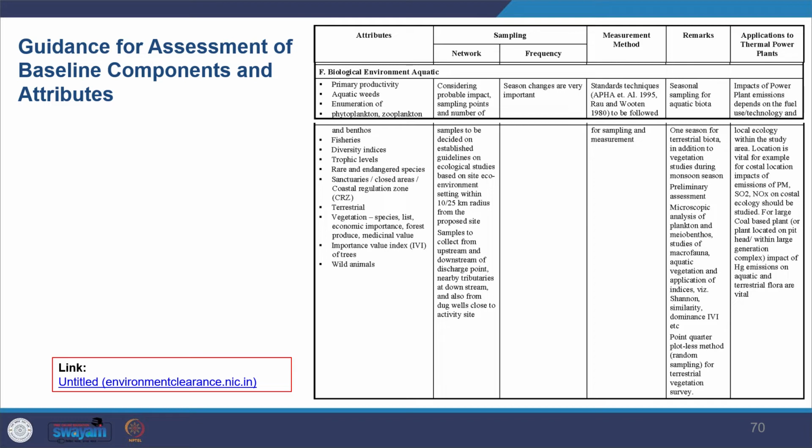And then in the remarks, you can see seasonal sampling for aquatic biota, one season for terrestrial biota in addition to vegetation studies during monsoon season, preliminary assessment, microscopic analysis, and then how it will be applied to the particular project application, the thermal power plant, as you can see here. Those kinds of guidelines are already given, and I'll be sharing one or two examples with you. That's already given on the ministry website. All these sectoral guidelines are there.